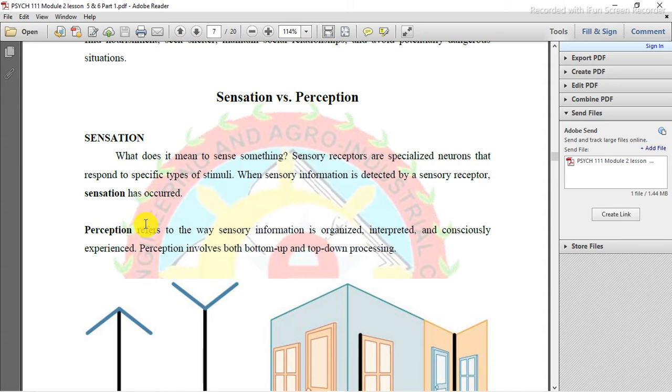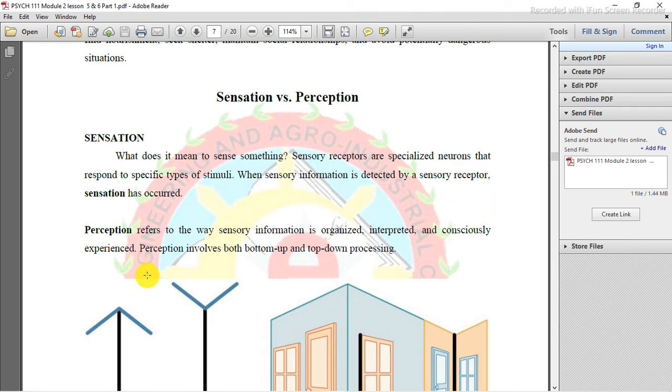Okay? Perception refers to the way sensory information is organized and interpreted. Pag may nakita tayo at wala pa tayong interpretation dyan, we are just in our sensation process. Pero pag may interpretation tayo dyan, maingay ito, maganda yung pakinggan, we perceive na.